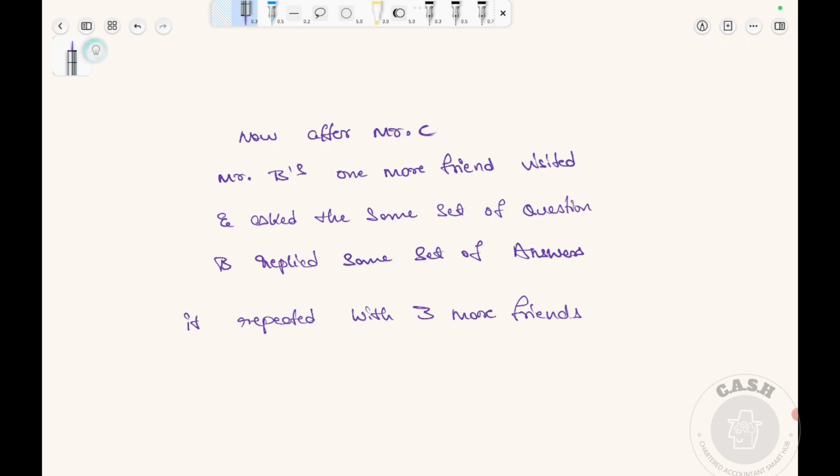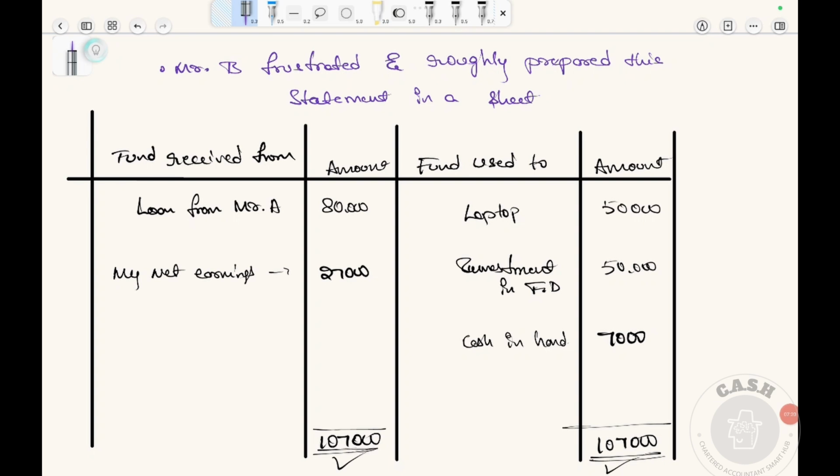One of Mr. B's friends, after C left, visits Mr. B's house and asked the same set of questions, and Mr. B replied with the same set of answers. Now it repeated with 3 more friends. Mr. B got frustrated and roughly prepared this statement on a sheet of paper.